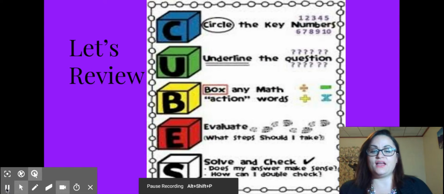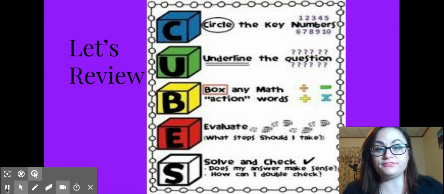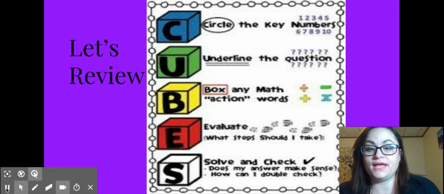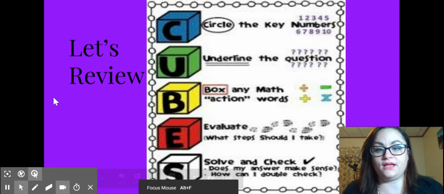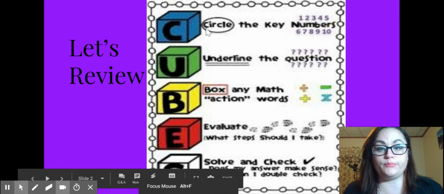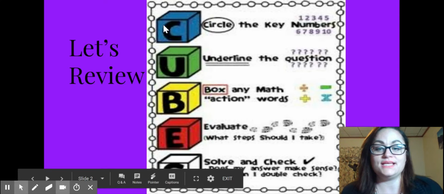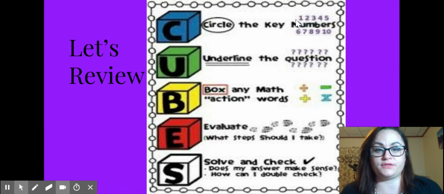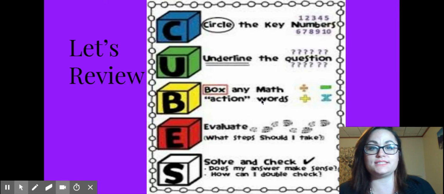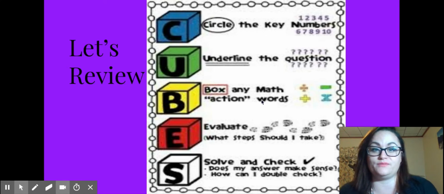Let's review. We should be using CUBES every time we solve a word problem. If you look at CUBES, it helps you to dissect or pull apart your math word problem. C stands for circle the important key numbers. U stands for underline the question. B is to box any math action words. Remember, those are the ones that are going to tell you which operation or operations you'll be using to solve the problem.